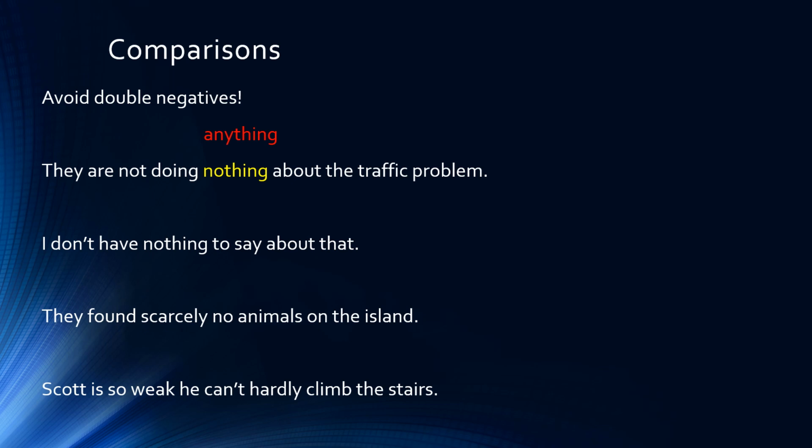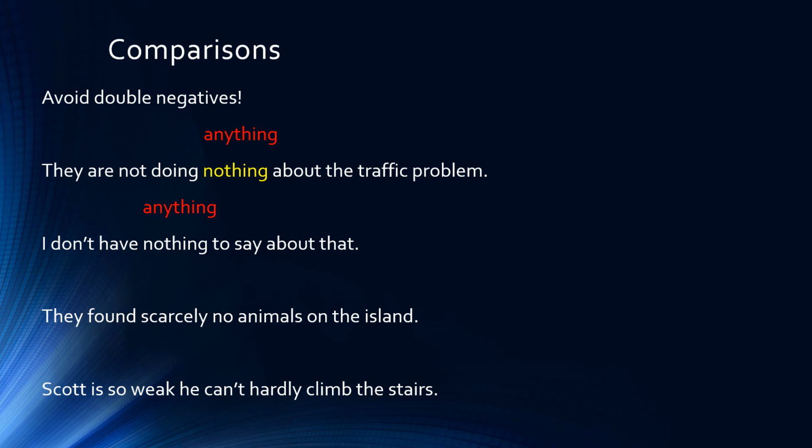Now, in the next example, I don't have nothing to say about that. We again have two negatives, don't and nothing. We would correct this by using the same word as we did in the first example. I don't have anything to say about that. So we would replace the word nothing with the word anything.